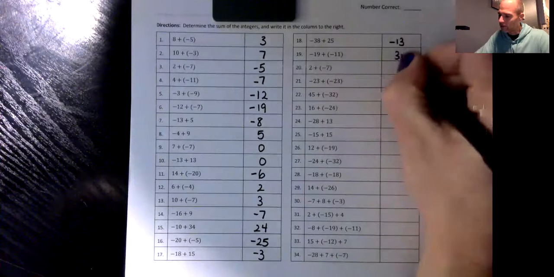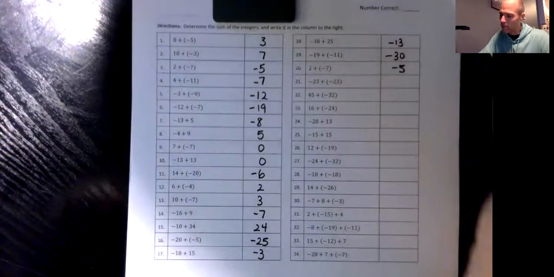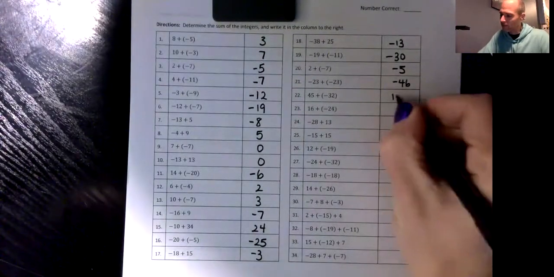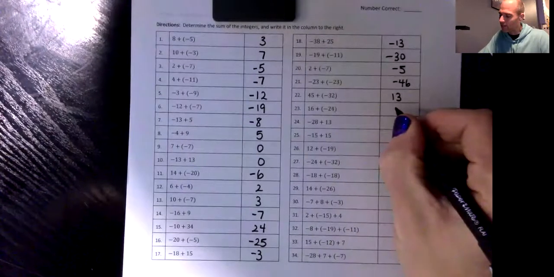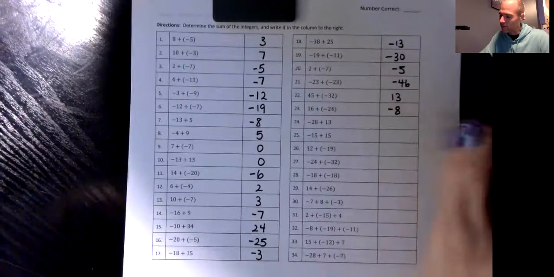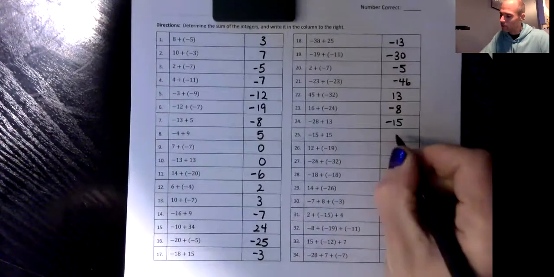19 plus 11 is 30. So negative 30. Here we've got negative 5. Negative 46, positive 13, negative 8, I believe. Yeah, negative 8. Let's see here, 28 minus 13 is 15, but it'll be negative 15. This one's going to be 0.